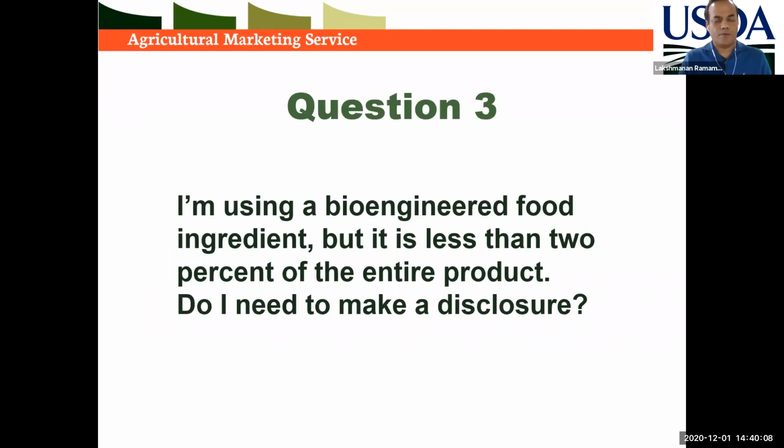Now we'll move on to question number 3. I'm using a bioengineered food ingredient, but it is less than 2% of the entire product. Do I need to make a disclosure? Yes, you need to make a disclosure. The threshold exemption only applies when the presence of a bioengineered substance is inadvertent or technically unavoidable and below 5%. Here, because the bioengineered food is being used intentionally, it requires a disclosure.